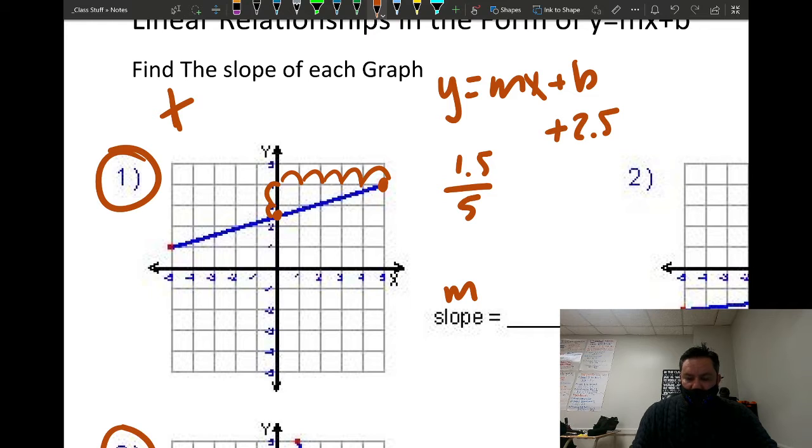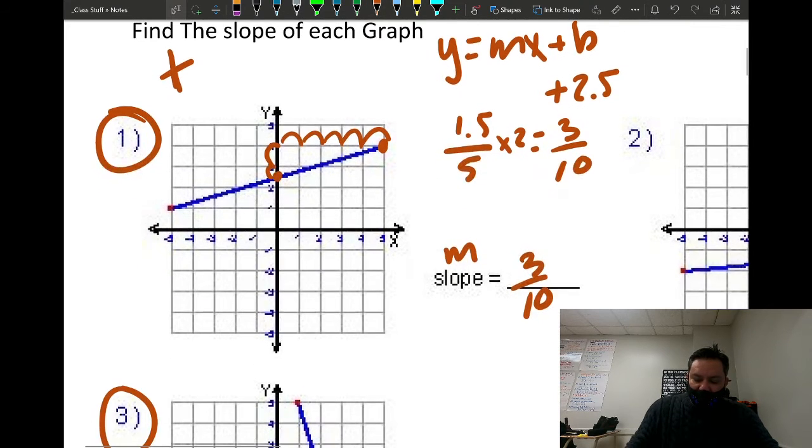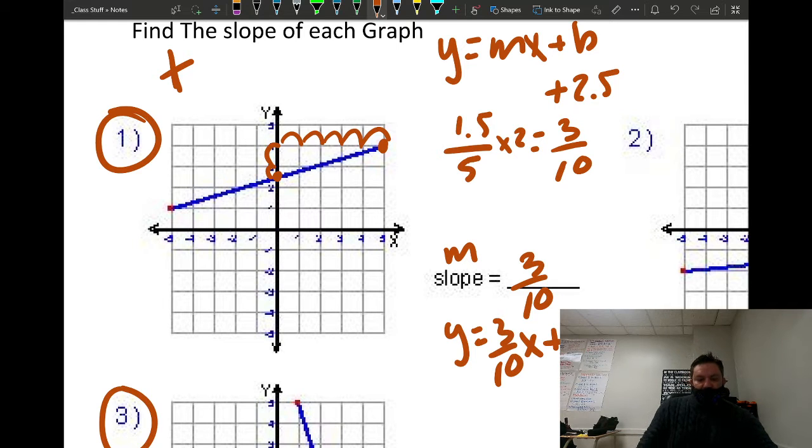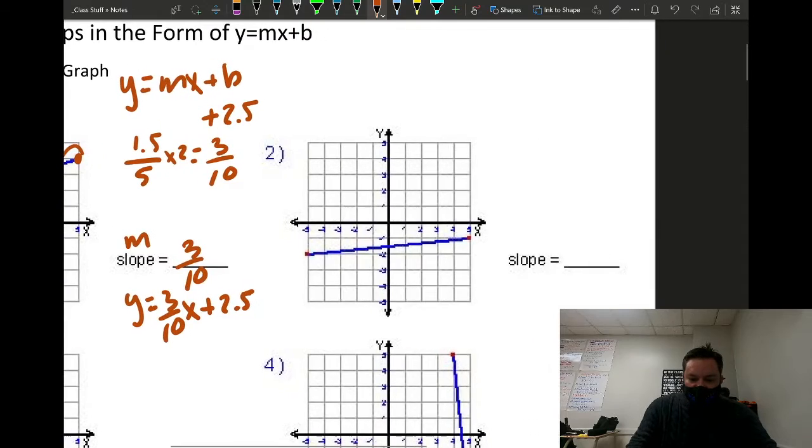If we need to make this into a whole number on the top, you can just multiply this times 2, and it's going to give me 3/10. So my m is going to be 3/10, 3 over 10. So my equation for that one is going to be y equals 3 over 10 x plus 2.5. That was a little bit difficult because of all the decimals, but let's try something else.